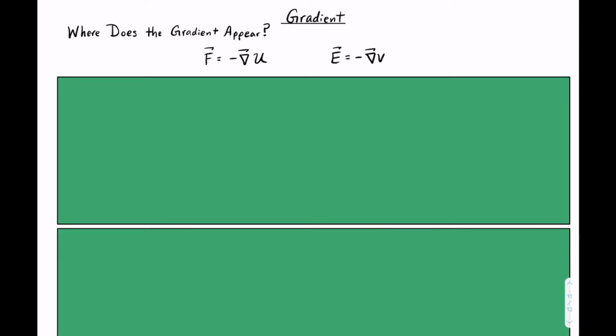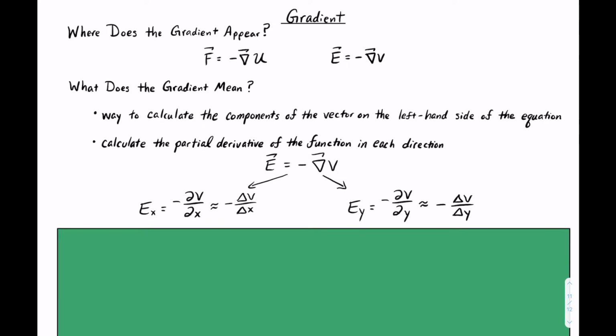So I'd read this equation as force is equal to the negative gradient of potential energy. And I'd read this equation as electric field is equal to the negative gradient of electric potential. So that's where the gradient will appear for us, but what does it actually mean? Calculating the gradient is a way to determine the components of the vector, whether that's the force or the electric field, on the left-hand side of the equation.